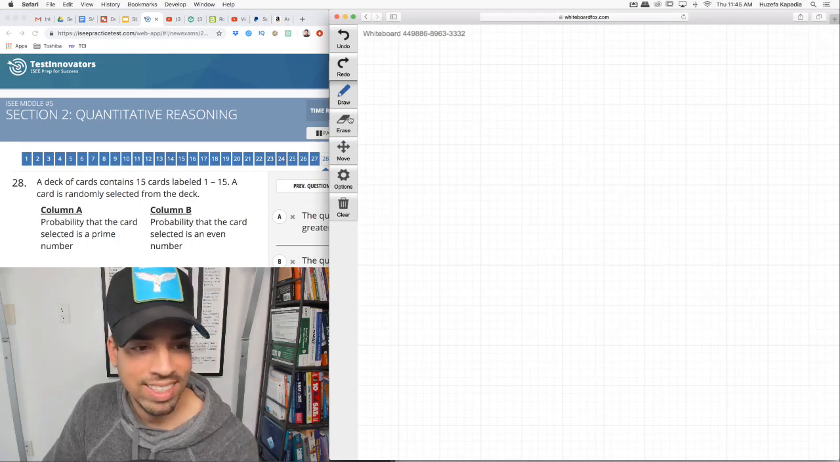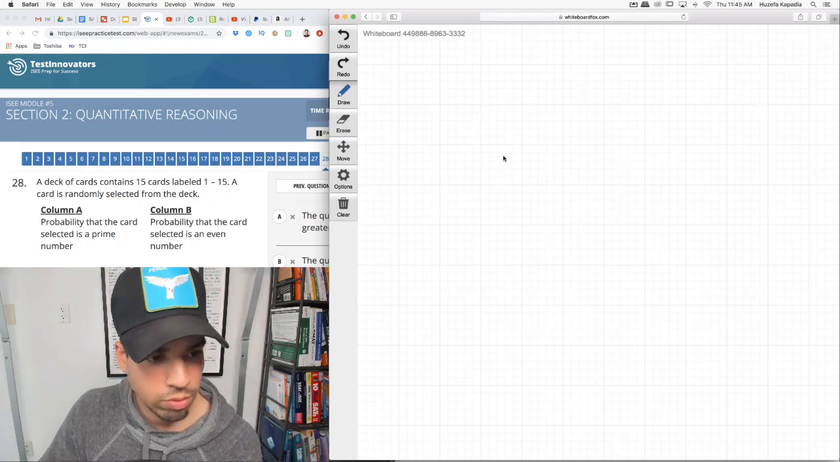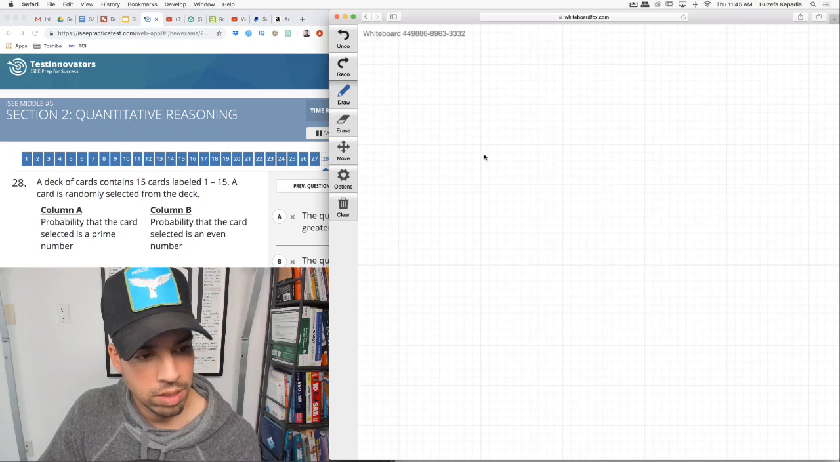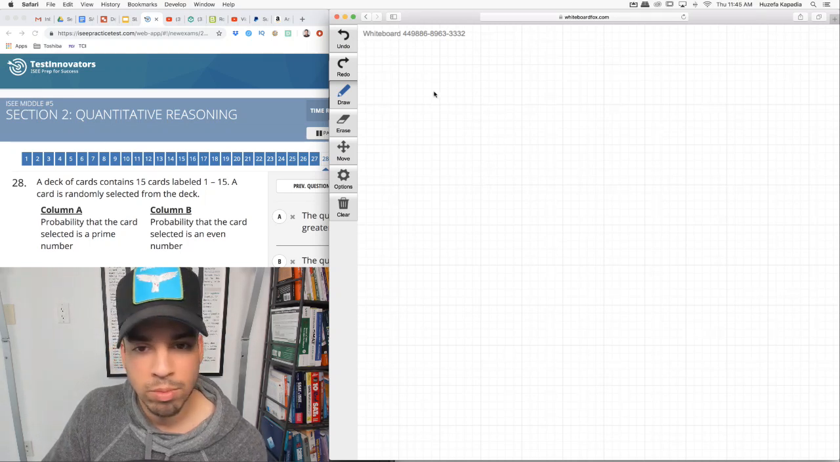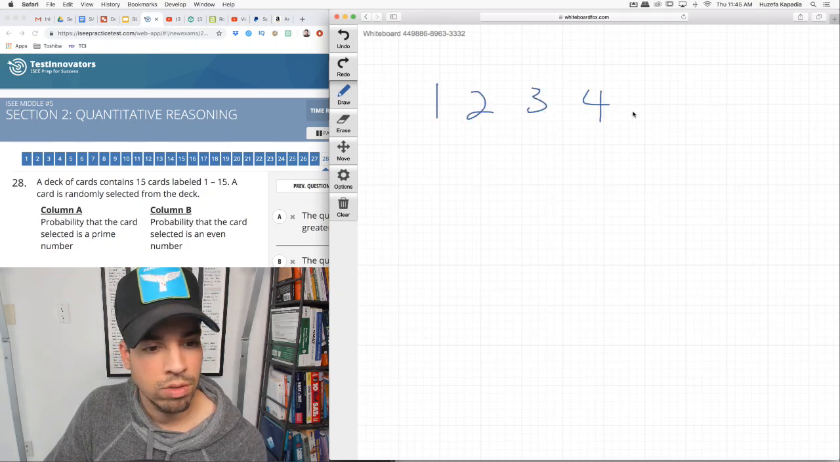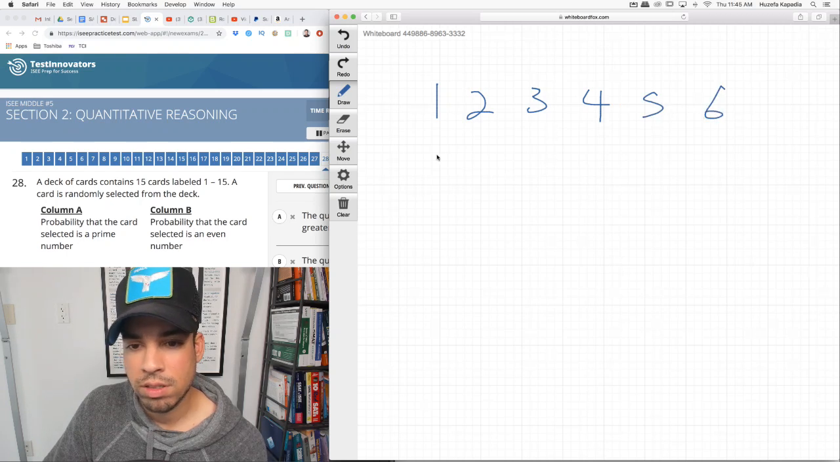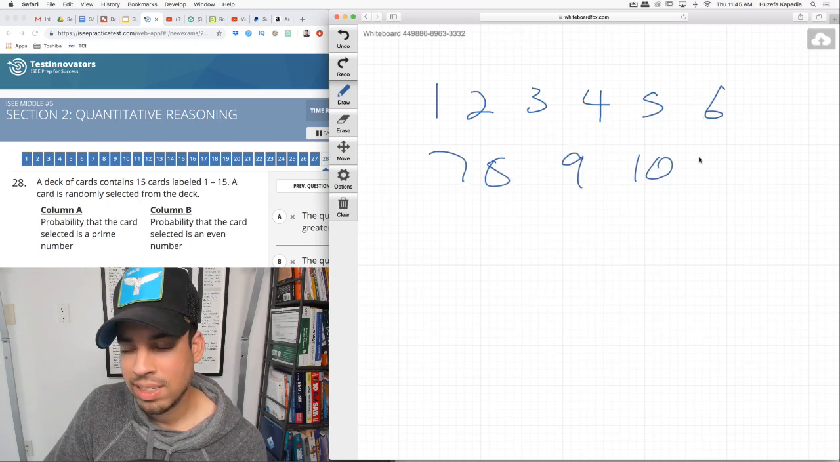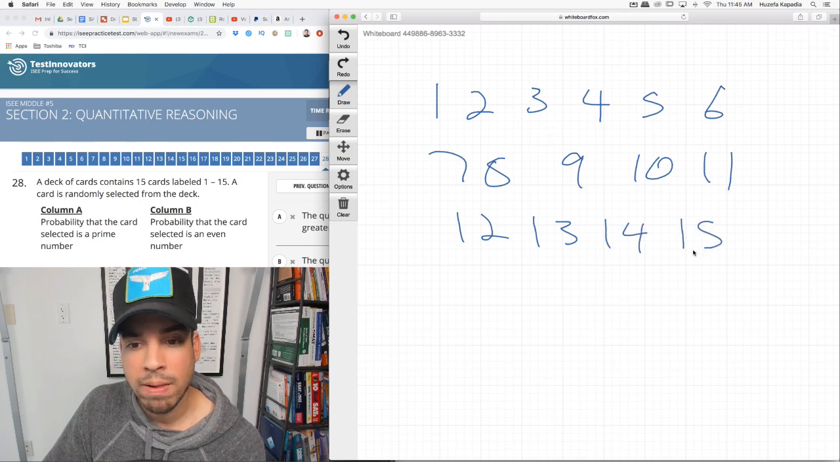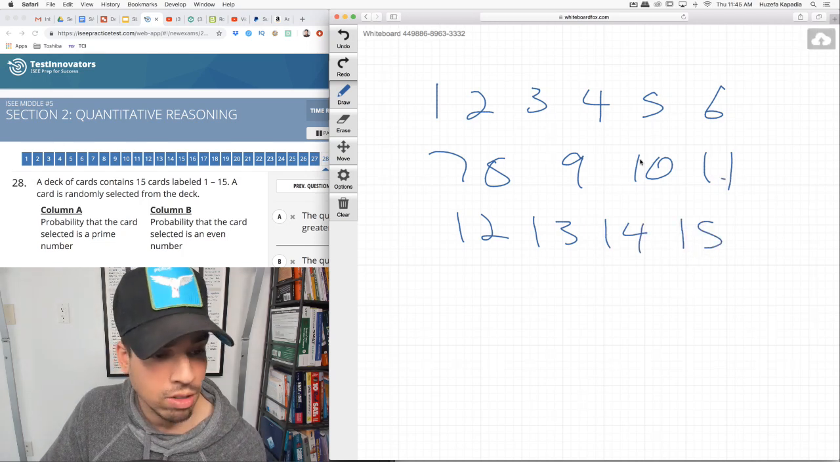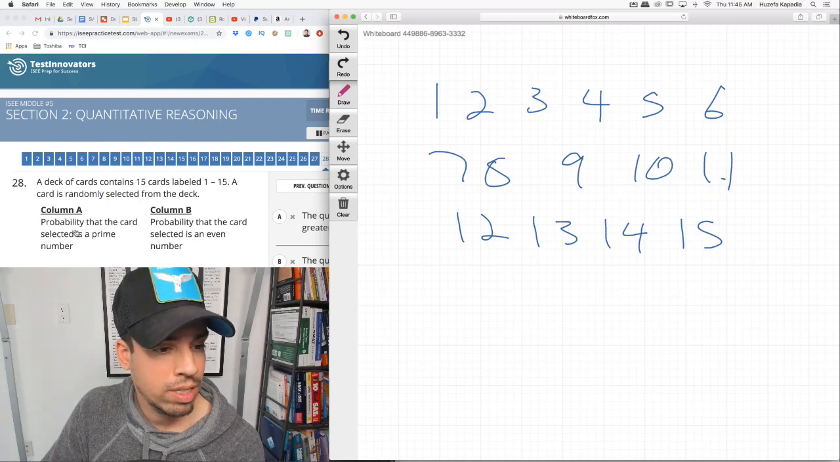A deck of cards contains 15 cards labeled 1 through 15. A card is randomly selected. Compare the probability that the card selected is a prime number. 5, 6, 7, 8, 9, 10, 11, 12, 13, 14. This is how I do it, right? I don't mess around. I put everything out there. So let's say the probability that the number is prime.